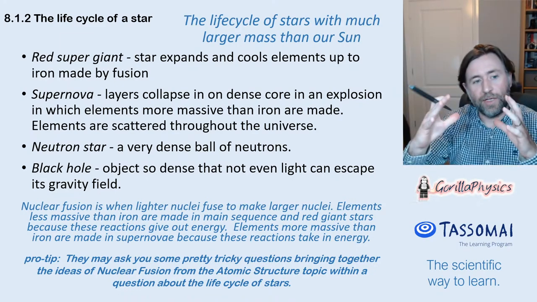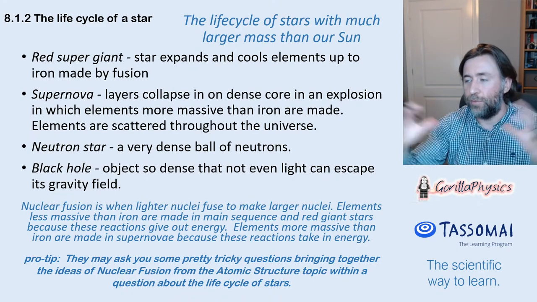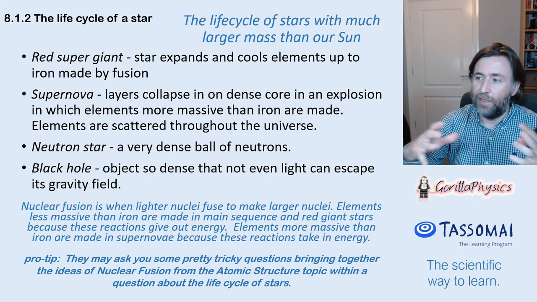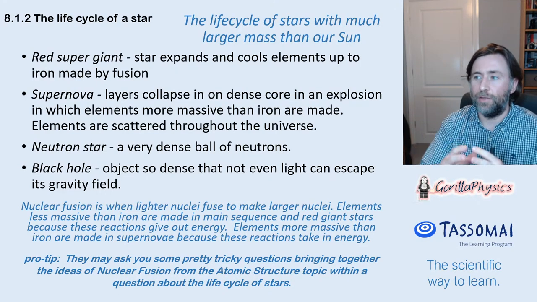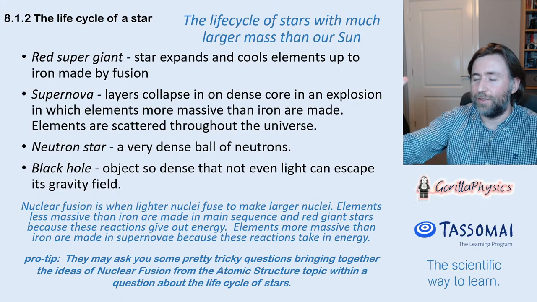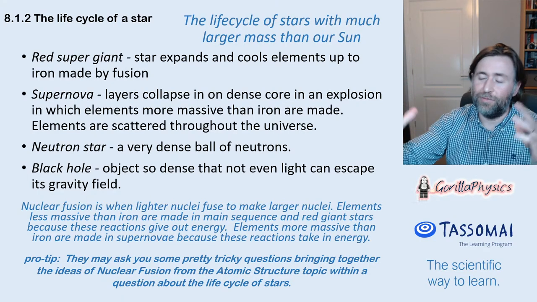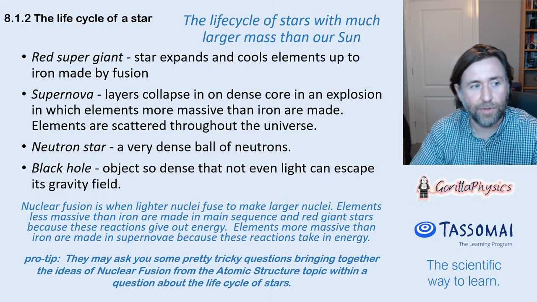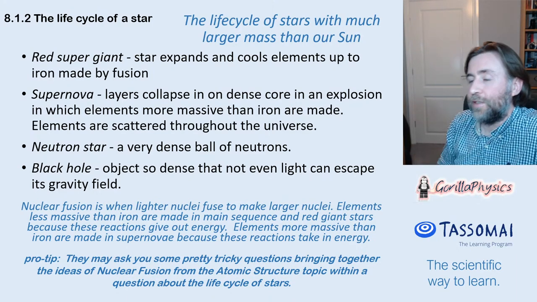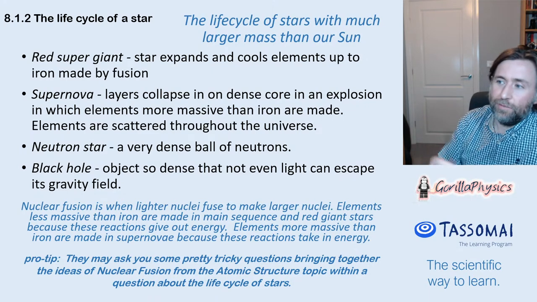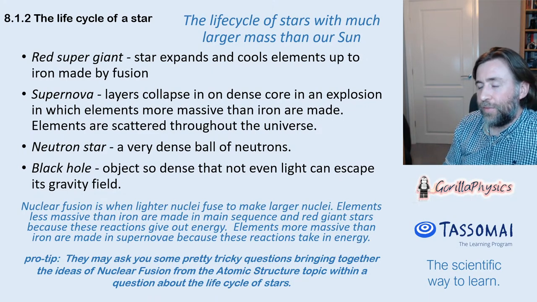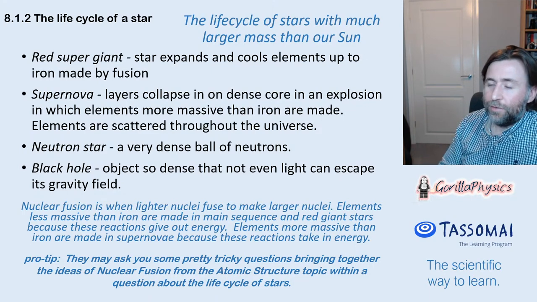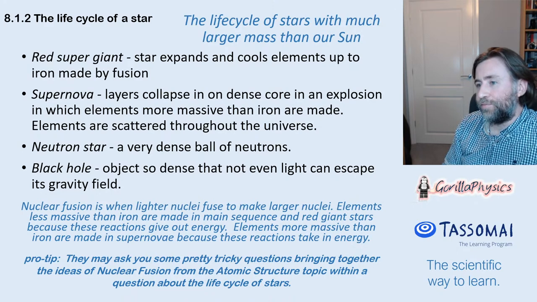They expand and contract, and they heat up and cool down, and more fusion happens. You get layers of heavier and heavier elements closer to the core. Because it's got so much gravity, the layers collapse in on that core, and they bounce off the core, and that's when the explosion occurs. Okay, so that's a red supergiant. This is the description I've just given you of a supernova. And what's left over could be a neutron star, or it could be a black hole.